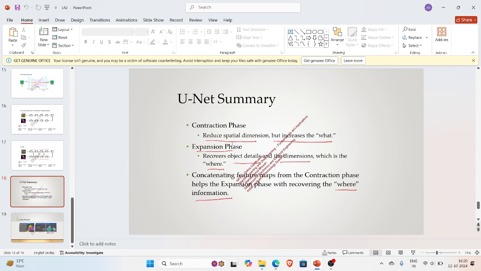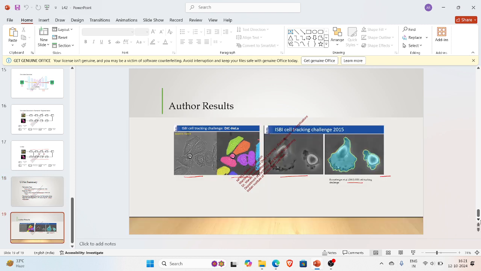The contraction phase reduces spatial dimension but increases the what? During the contraction phase we are reducing the spatial dimension, the size of the feature space is reducing, but it increases the information about what is represented by the image. In the expansion phase we are recovering the information where the object lies in that image. So that is where. As I said, this concatenation helps in recovering the where information during the expansion phase.